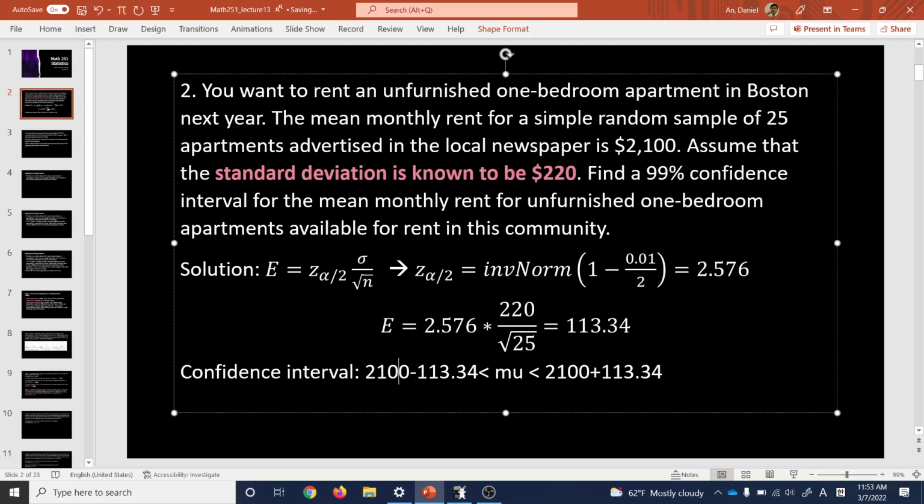Okay, it's minus E and plus C. Did somebody calculate this? Yeah. What is mu? Mu is, well, I got lazy. Mu is what? Is this thing. Population mean.